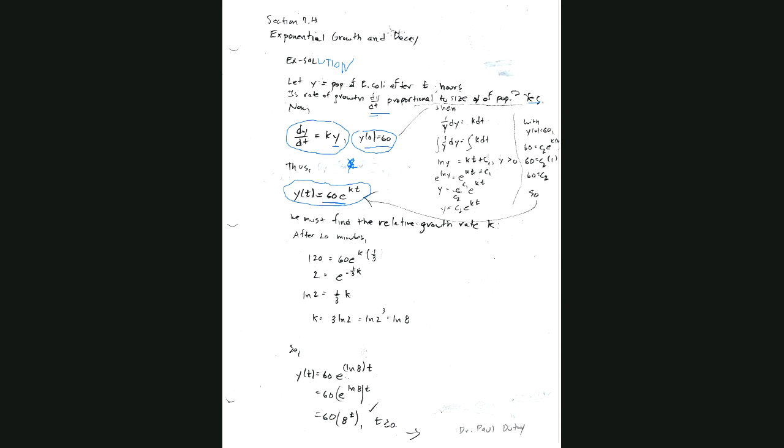What I've done over here is formally derive this result for you. dy/dt equals k times y. I separate the variables here and formally go through the steps so that you can see how we got that solution. Are there any questions on that?